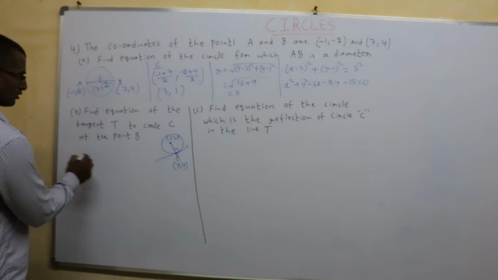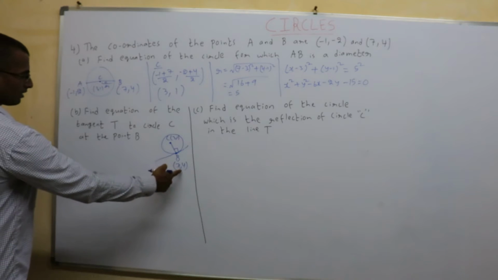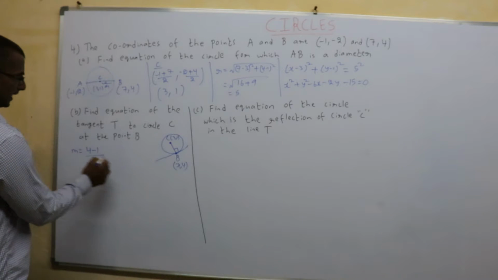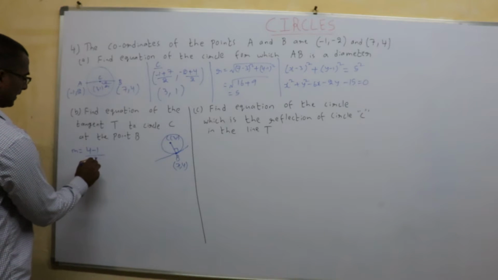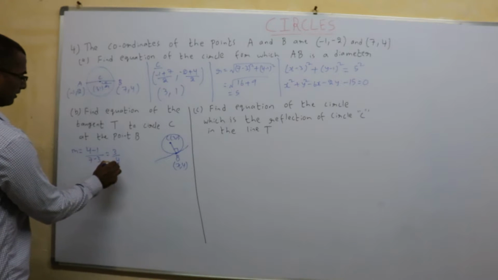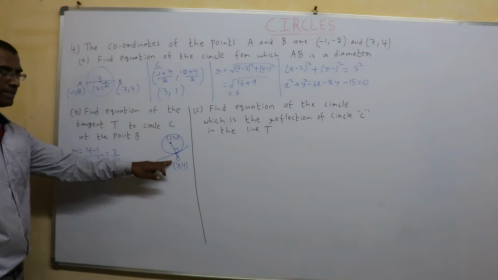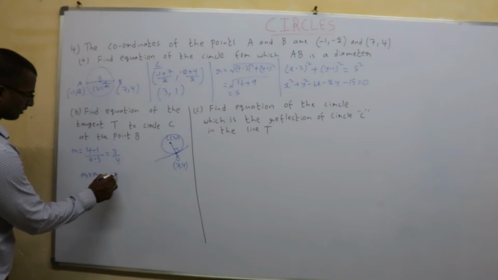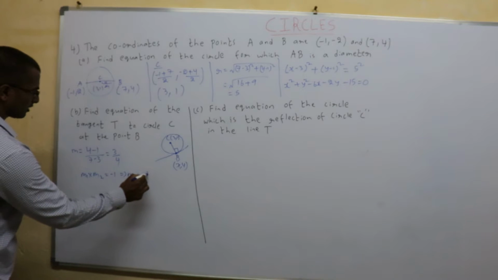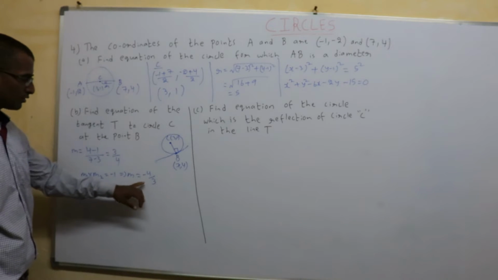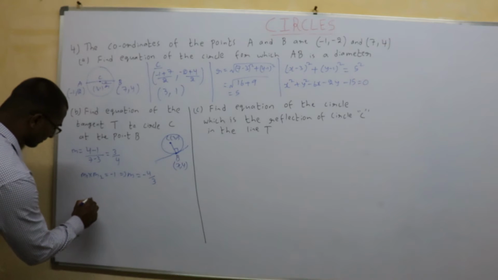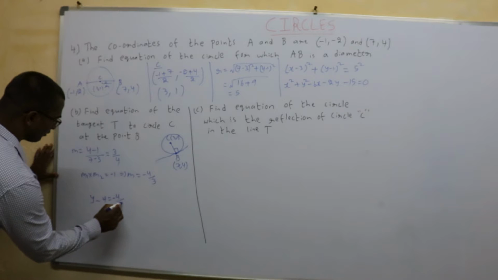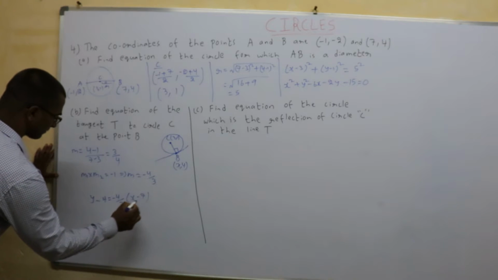Let's start. So the slope of this line is (y2 minus y1) by (x2 minus x1), so (4 minus 1) by (7 minus 3), so 3 by 4. These two lines are perpendicular, so m1 into m2 equals minus 1. That will give me m2 equal to minus 4 by 3. I have slope and point. The equation is y minus 4 equals minus 4 by 3 of (x minus 7).